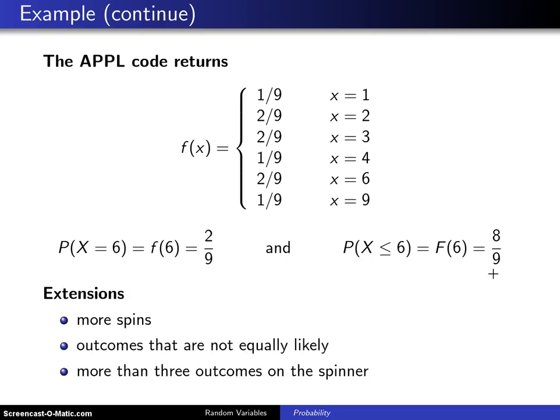Now in this case, this is a very, very easy problem to solve by hand, but what if you had more spins? What if instead of just 2 spins you had 10 spins? What if instead of equally likely outcomes on the spinner, some were more likely than others? Furthermore, what if there were more than 3 outcomes on the spinner? What if there were 10 or 15 outcomes on the spinner? All of these extensions are easily handled in APPL, whereas these are things that you certainly would not want to do by hand.